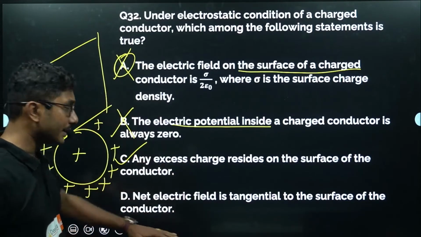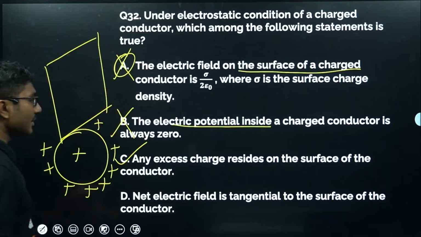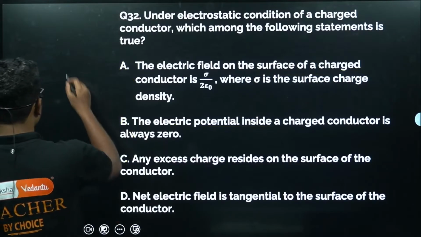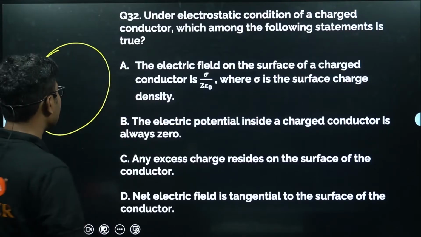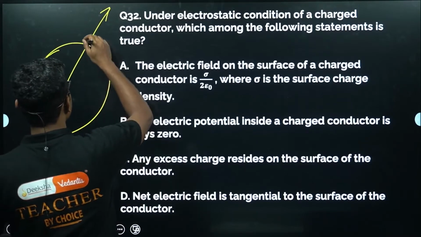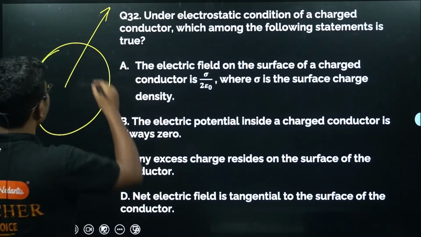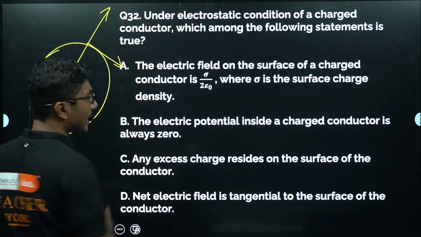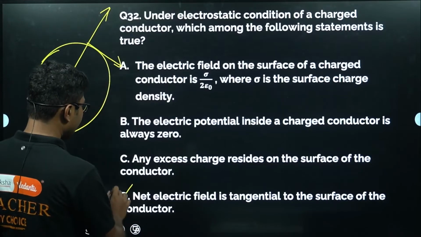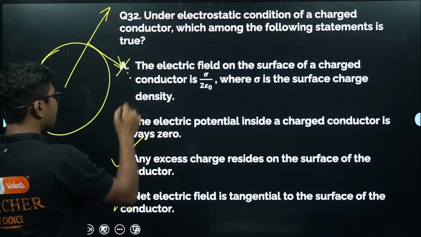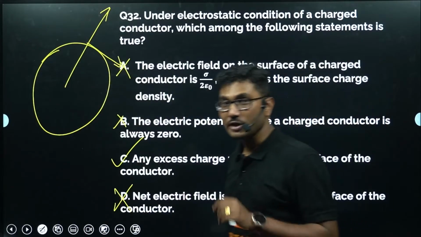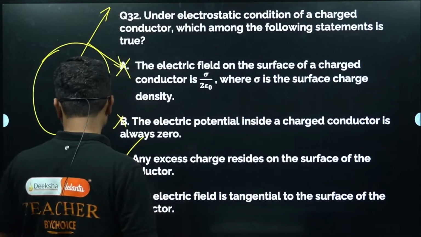Now let's check option D as well. The net electric field tangential to the surface of the conductor, this is also incorrect. Electric field is not tangential to the conductor. For example, suppose this is a spherical conductor. In that case, the electric field is outward and it is not tangential. Tangential means it is along this direction, but it is not tangential, it is perpendicular. That's why this is also an incorrect statement. These three statements are incorrect, only this statement is correct. So after reviewing all the options, you have to review them quickly so that you don't run out of time.